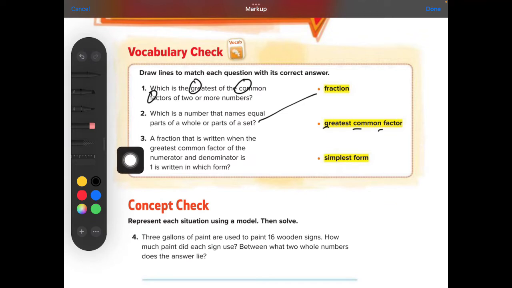Number 3, a fraction that is written when the greatest common factor of the numerator and denominator is 1 is written in which form? Which means if you're a ninja, a fraction ninja, and are chopping it down, what is it going to be, the simplest answer you can get? Okay, see if that helps you out a little bit.